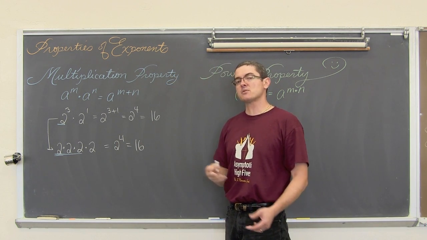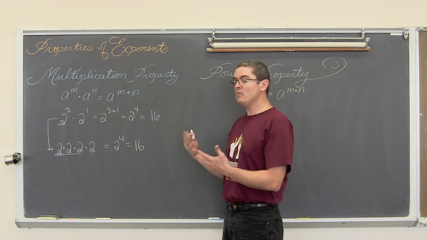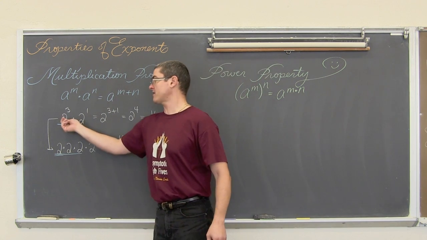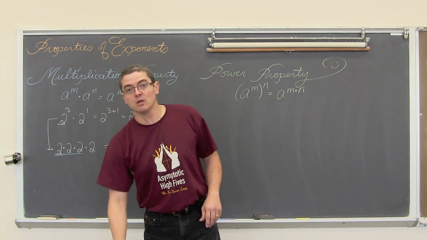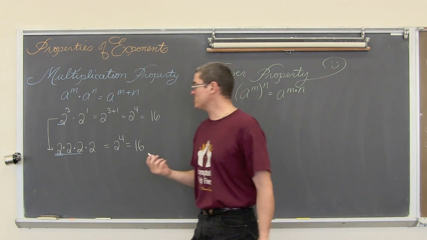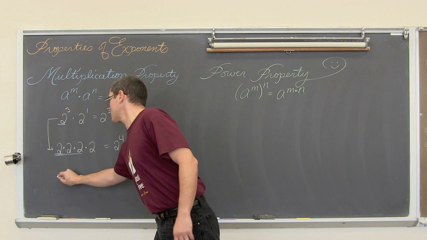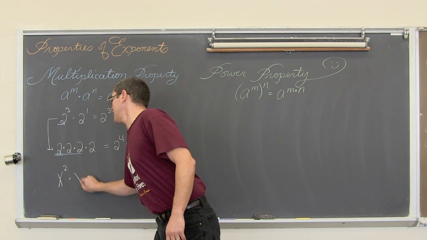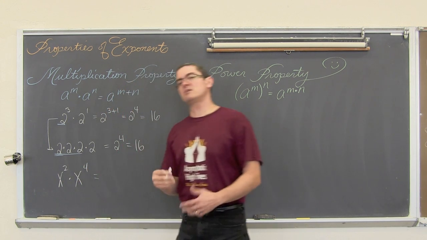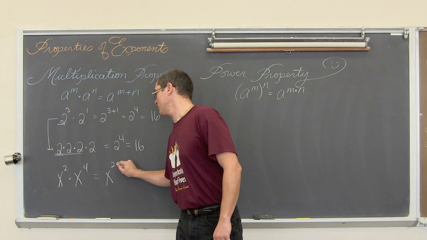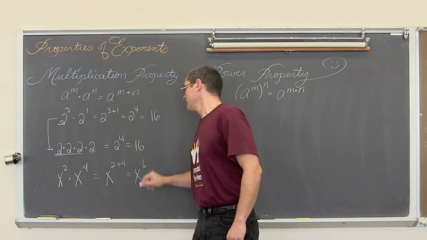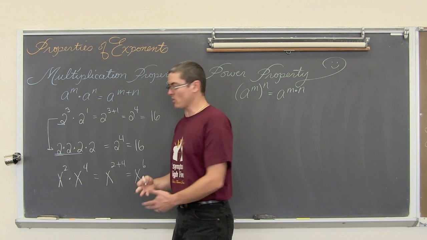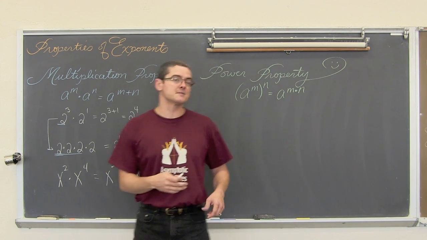Now, most of our examples are not going to have known bases because I could say that that was just 8 times 2, which was 16. I wouldn't really need the multiplication rule for that, but most of our examples are going to look something like this, where we have x squared times x to the fourth. Well, then that's going to be equal to x to the 2 plus 4, which is equal to x to the sixth power. We're going to be doing some more complicated examples than just this.